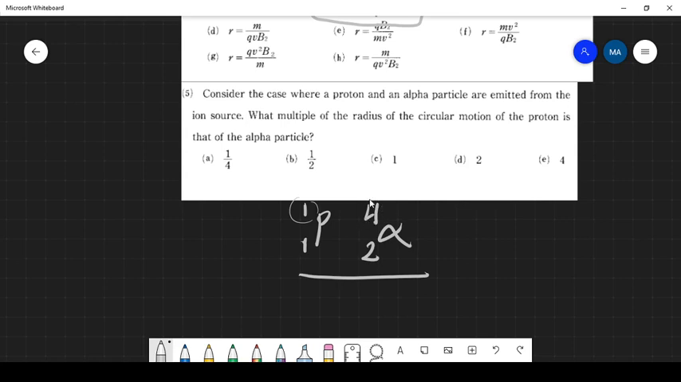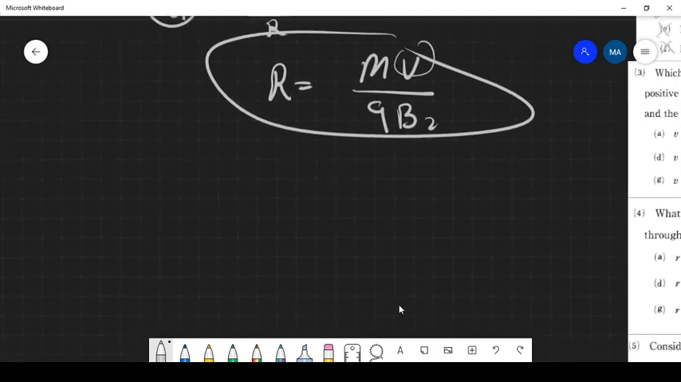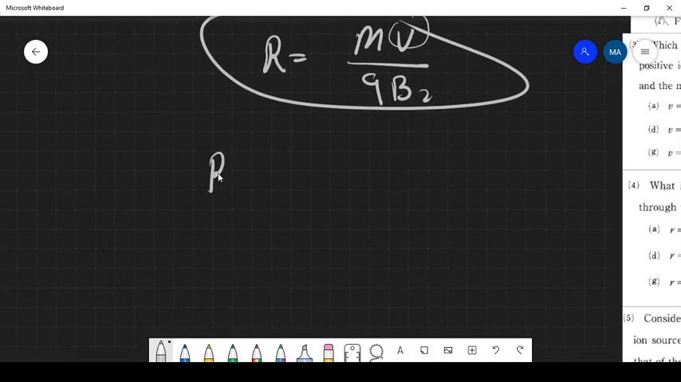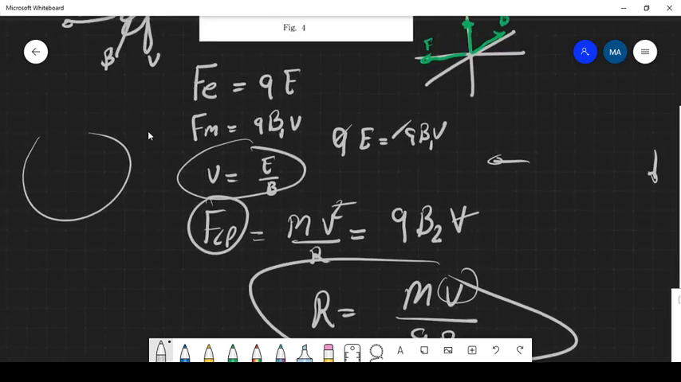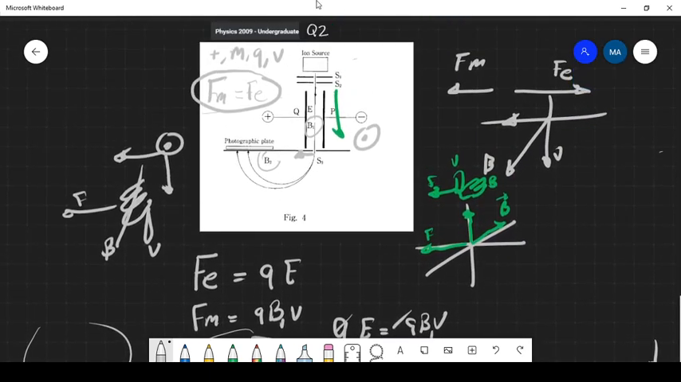Now there are other questions from the MEXT, I think 2008, that use the alpha particle. So you need to remember it has mass 4 and charge 2. So why are we telling you this? Because notice over here, the radius of the proton is going to be the mass of the proton multiplied by the velocity divided by qB2. This is the charge of the proton, mass of the proton. So the moment an alpha particle goes through here with a velocity v, what's going to happen?